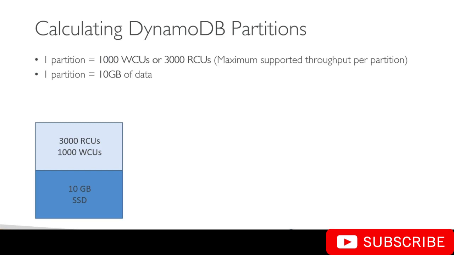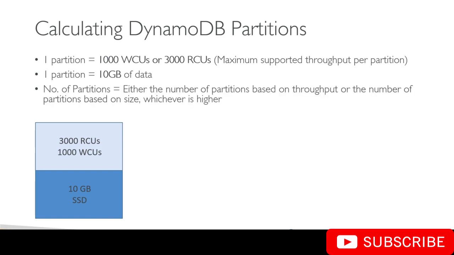So if you need more throughput, you will get more partitions. And if you need more size, above 10 GB, you will get more partitions. So the number of partitions will be either the number of partitions based on the throughput or the number of partitions based on the table size, whichever is higher.